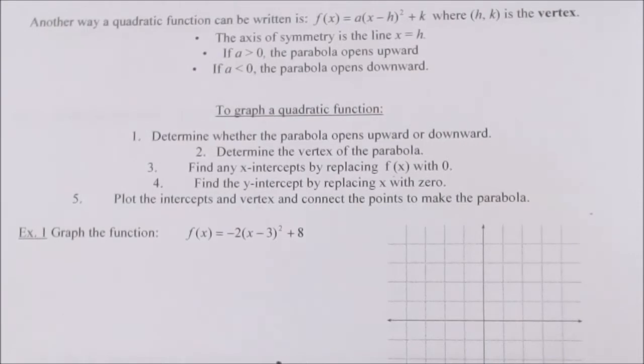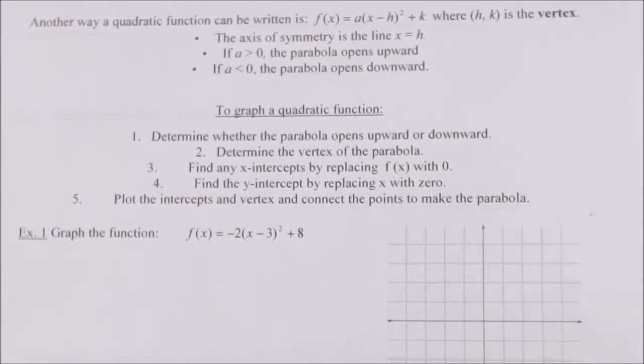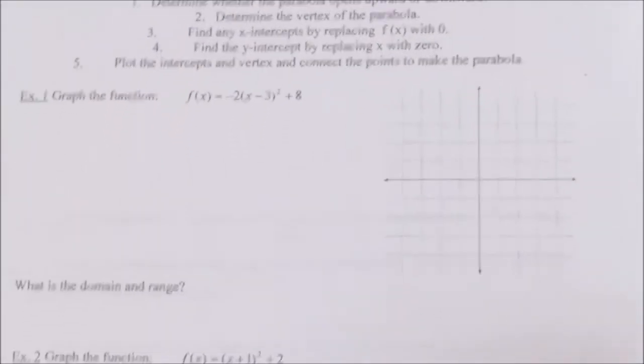To get x-intercepts, you replace y with a 0. To get y-intercept, you replace x with a 0. And then plot your intercepts and your vertex and connect them to make your graph. So let's look at this example here.